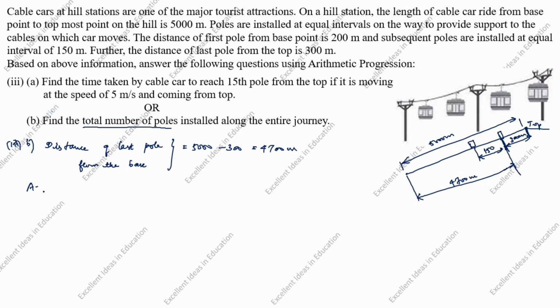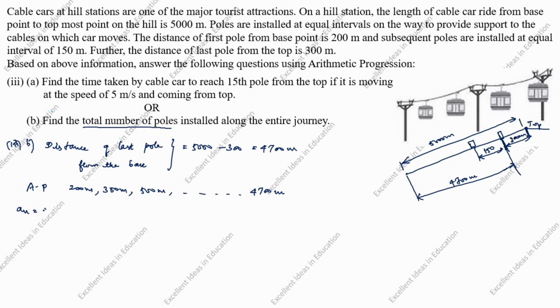Now we will write the AP of this. First is 200 meter. Second pole is 350 meter. Third pole is 500 meter. It goes on. Last pole is 4700 meter. We need to find the n number of poles, right? So what formula will we take? The nth term of AP formula.